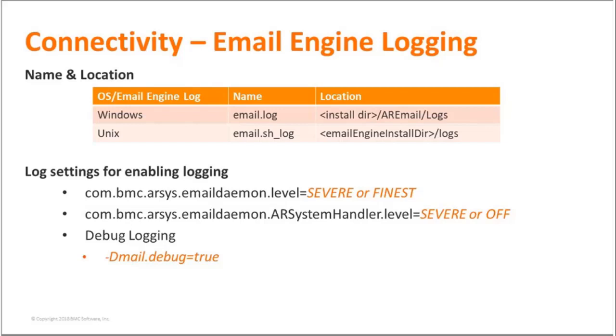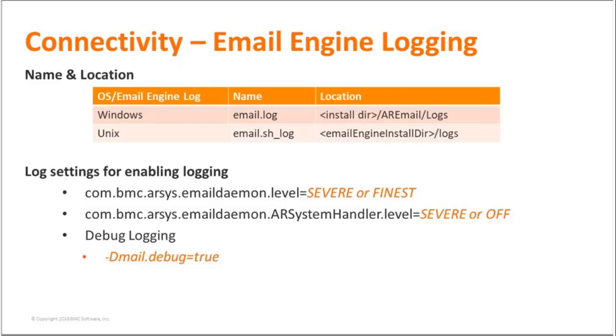Logging is set on a per server basis, so be sure to select the email daemon.server name for the server you wish to enable and set the logging for. Typically, this would be the server that owns the email operations and is ranked #1 for service failover. The two settings to consider are email daemon.level and arsystemhandler.level.